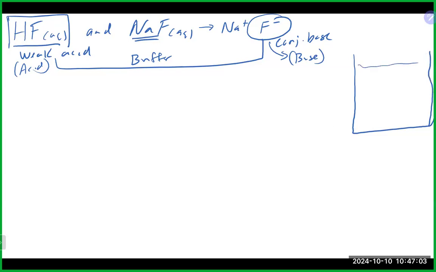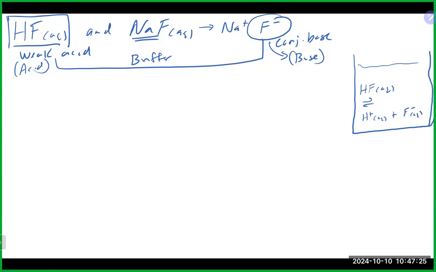Out of these two things, the HF and the F minus, the only one that's going to set up an equilibrium in the solution is the weak acid, which is HF. And that's okay because it's going to set up this equilibrium, with those arrows floating around as well. It will set up basically this.